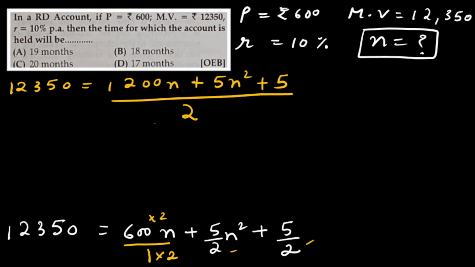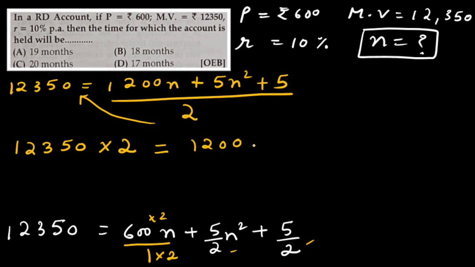Now let's shift 2 to other side. If I shift 2 to other side, here it is getting divided. When we shift to other side, it will get multiplied. So 12,350 into 2. Because here it's getting divided, when we shift to other side it will get multiplied. So here I have 1200n plus 5n square plus 5.